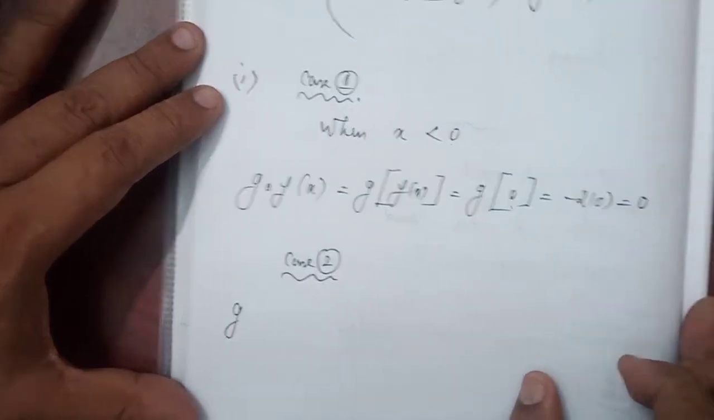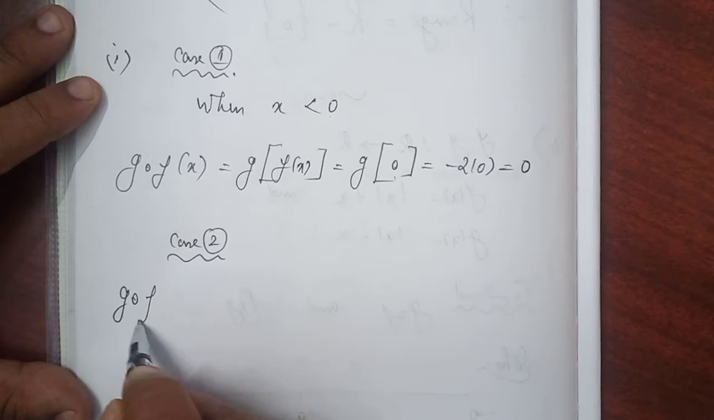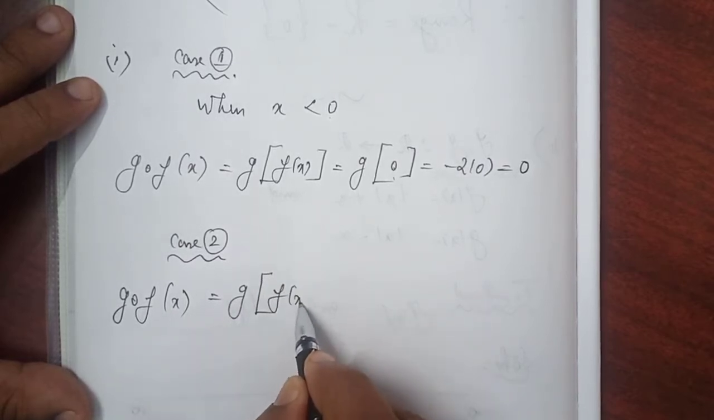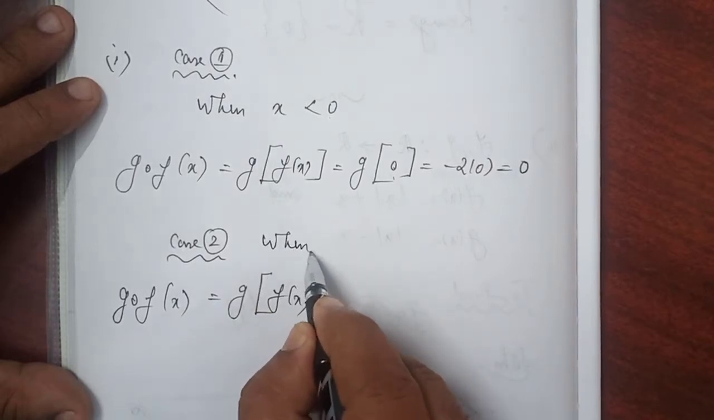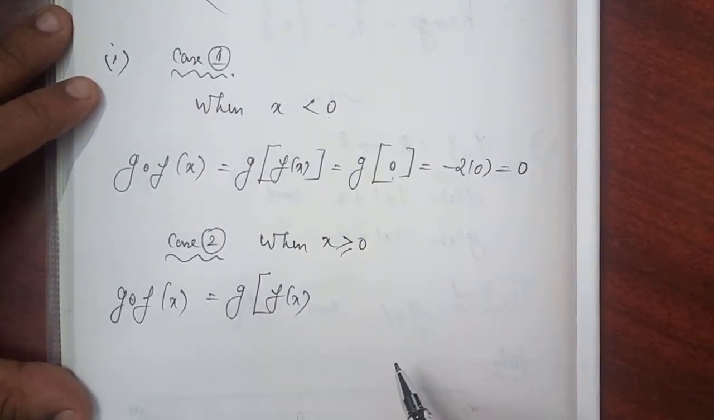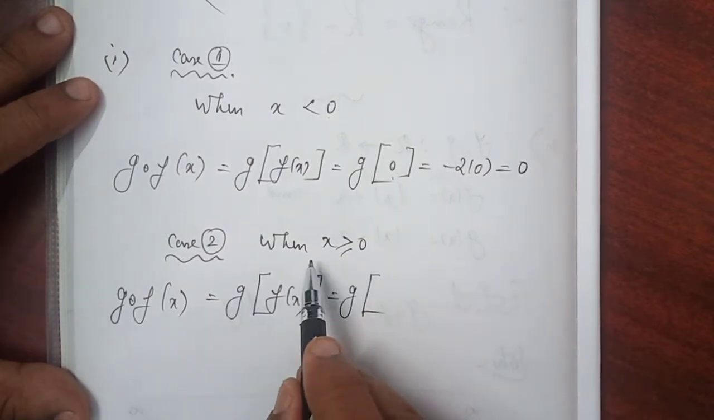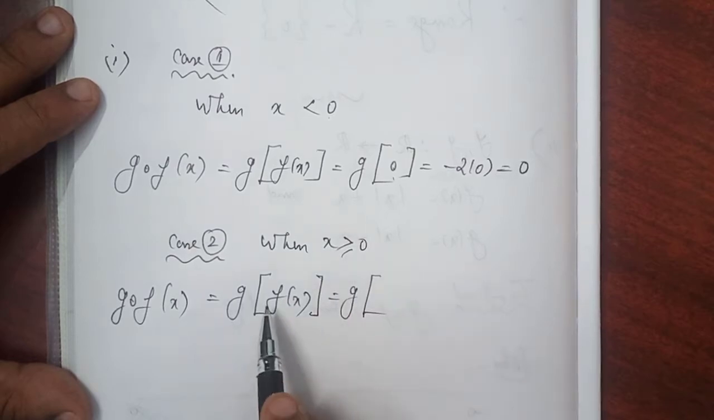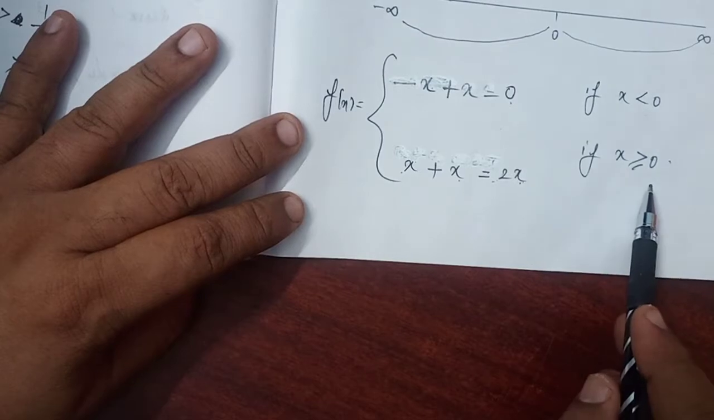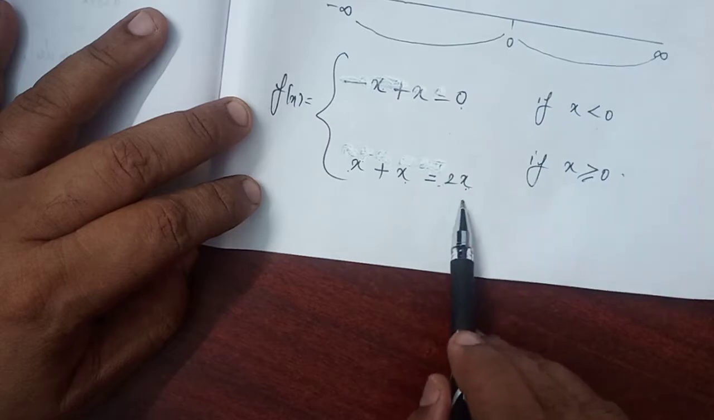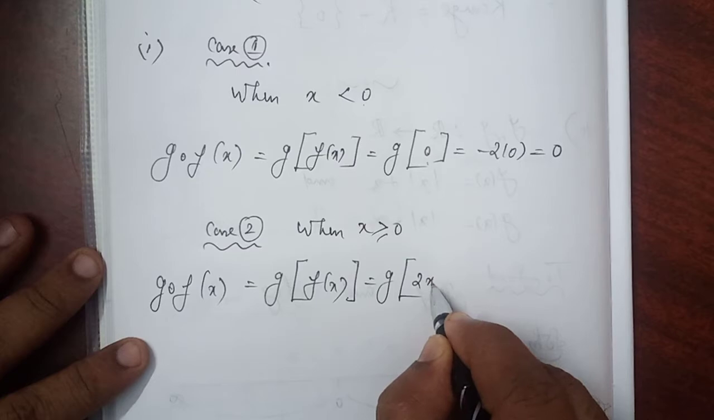Here also I am going to find g dot f. Introduce x: g within bracket f of x, when x is greater than or equal to 0. That is equal to g as it is. When x is greater than or equal to 0, what is f of x? F of x is equal to 2x. So this can be replaced by 2x.